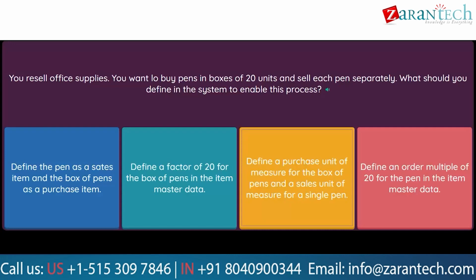Option 3, define a purchase unit of measure for the box of pens and a sales unit of measure for a single pen. Option 4, define an order multiple of 20 for the pen in the item master data.